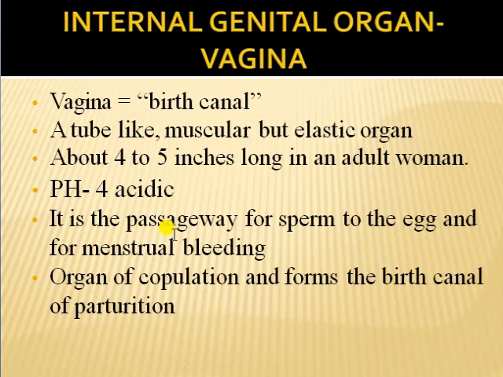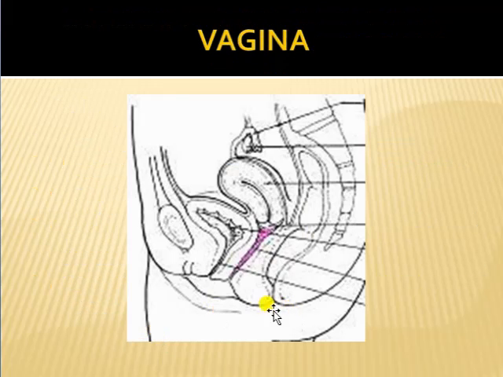It is the passageway for the sperm to the egg and for menstrual bleeding. Not only the passage of sperm, but also after menstrual bleeding, you know, everybody. So it is the organ of copulation and forms the birth canal. I think you all understand. So this part we can call the vagina.